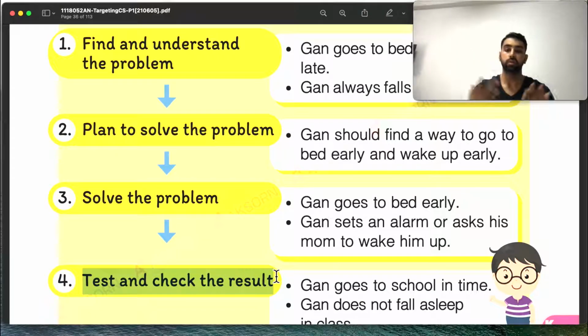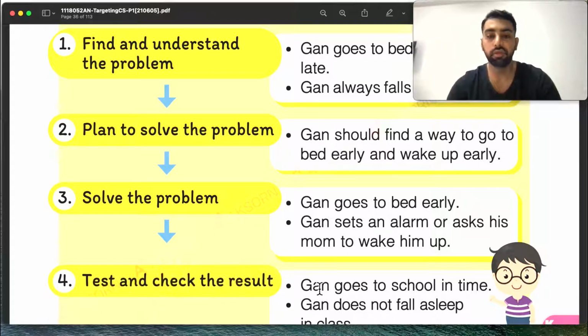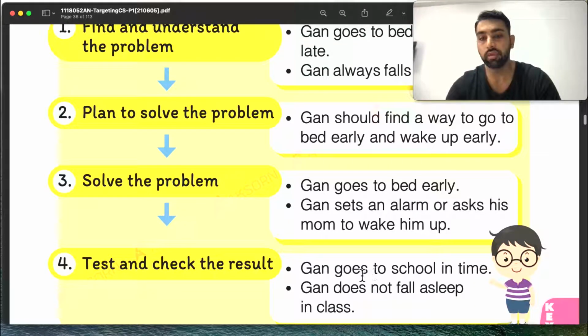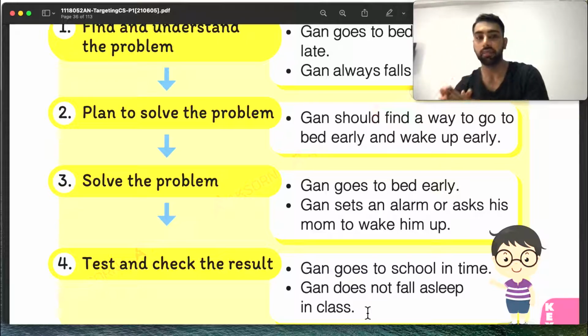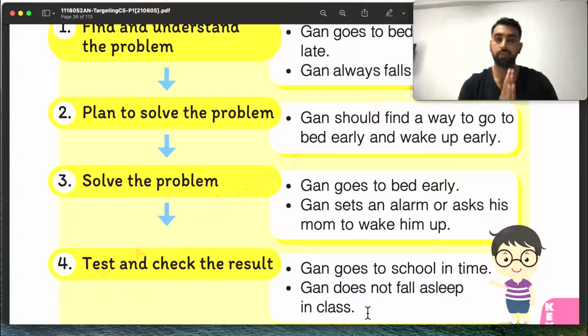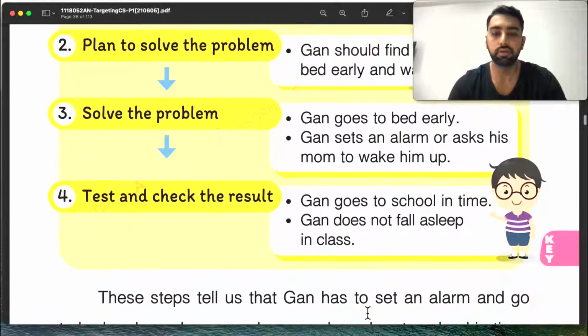Now we have to see what the result is. The result will be Gang goes to school in time and Gang does not fall asleep in the classroom. Alright, so this is the result of this problem. As you can see, we find the problem, then we plan, and then we solve it, and then we test it. So there was number one, find, number two, plan, number three, solve, number four, test the result. Alright, I hope you understood. Alright, let's see.